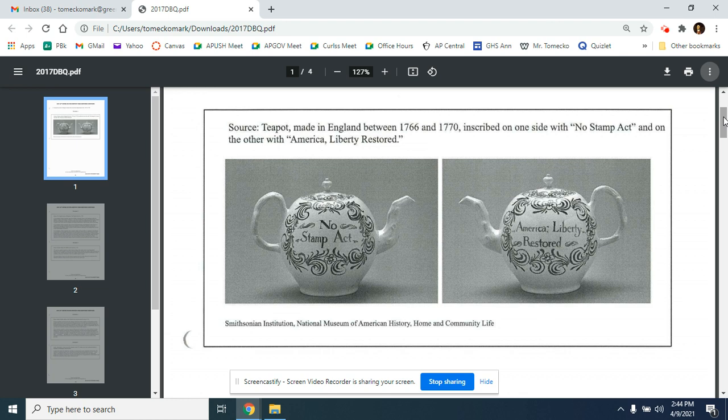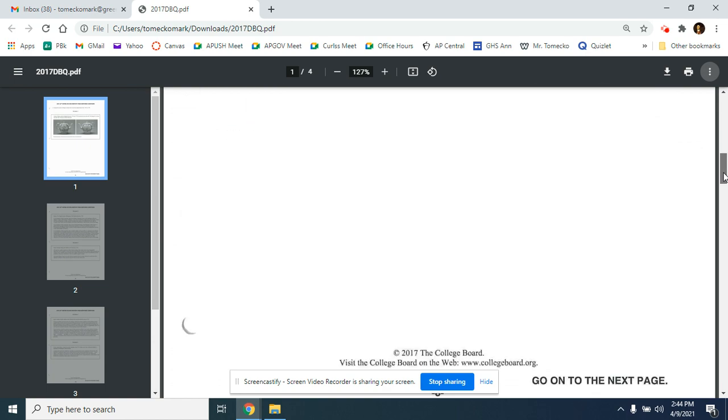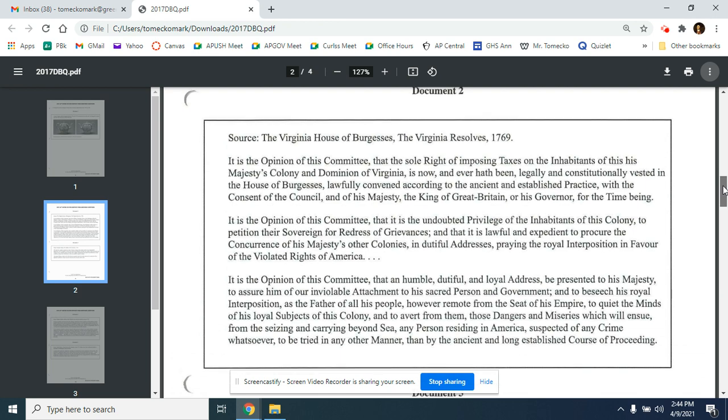So see all the clues that you're getting from these documents. All right. I would certainly, as you look at different documents, keep in the back of your mind, I'm trying to figure out what Americans were thinking about independence. What does this document tell me? And who's speaking?